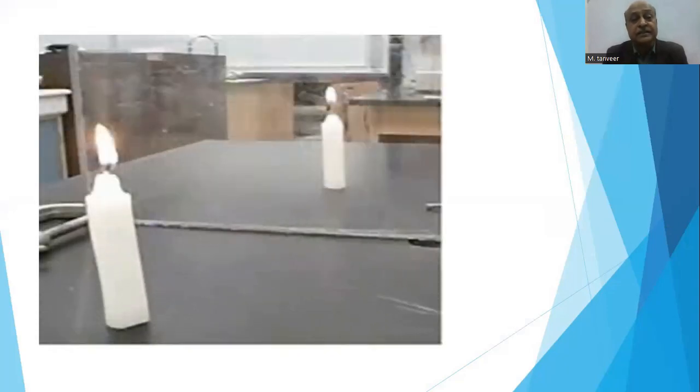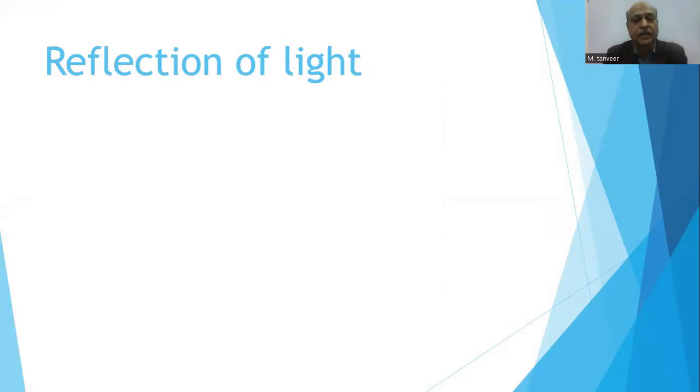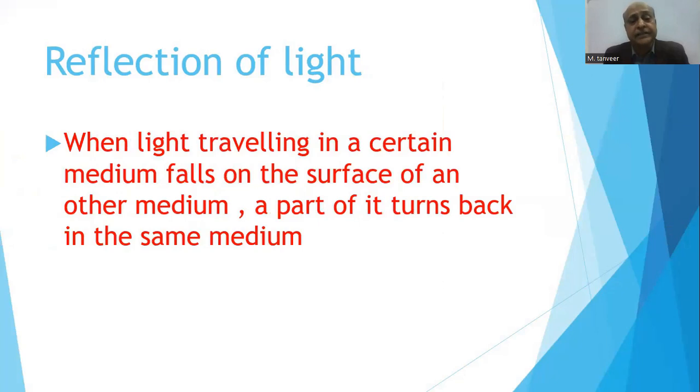This is a candle which is placed in front of a mirror, and its image is seen in the mirror. How is this image formed? We have to discuss this. So reflection of light is when light traveling in a certain medium falls on the surface of another medium, part of it bounces back in the same medium. This bouncing back of a ray of light in the same medium is called reflection. When rays of light are coming from the air and they fall on the surface of the mirror, rays of light will bounce back.